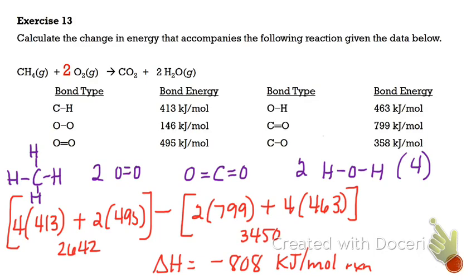Okay, so I went ahead and drew out those Lewis structures so you would know why I put 4 in front of the carbon-hydrogen bonds. Because there are 4 carbon-hydrogen bonds in the methane. Oxygen is double bonded, and there are 2 of them. And then carbon dioxide is C, double bonded, oxygen on each side, and so you need 2 of those. And then water has 2 OH bonds in water itself, but then you have 2 waters, and so that's how you do that.